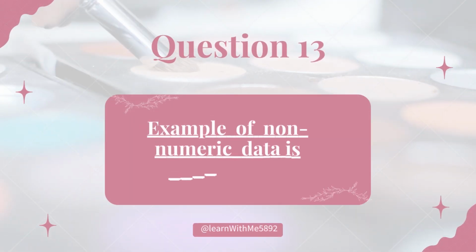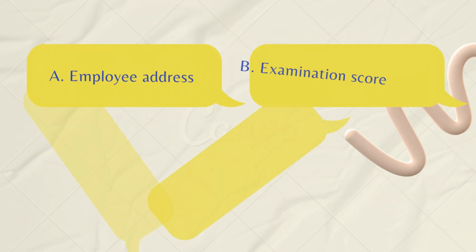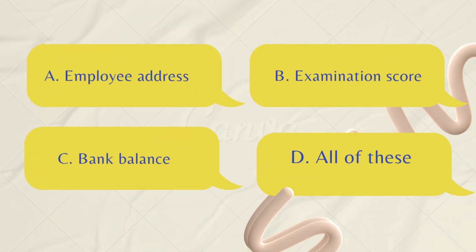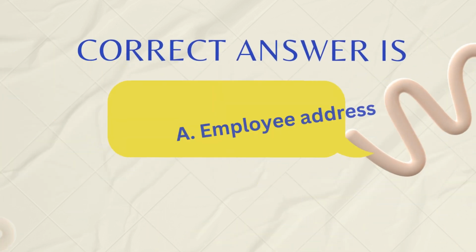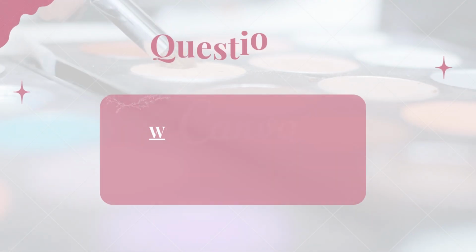Question number 13. Example of non-numeric data is dash. Option A, employee address. B, examination score. C, bank balance. D, all of these. The correct answer is A, employee address.